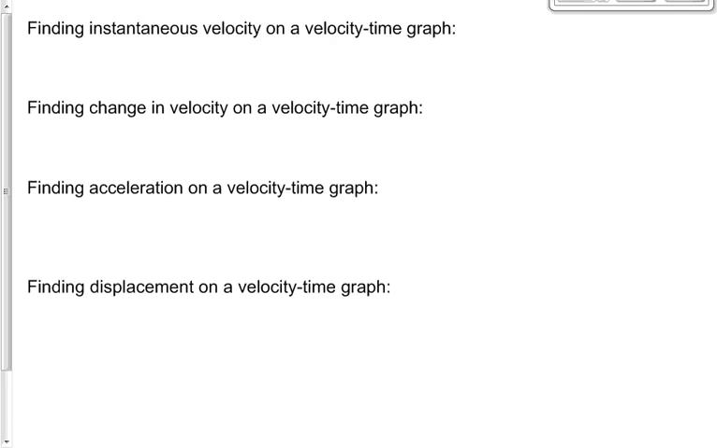All right, we can find a number of things from these velocity time graphs, the same as we could from position time graphs. So we're going to go through 4 things here, and then we'll do an example that's on the front side of your worksheet that you got a minute ago. Finding the instantaneous velocity on a velocity time graph.